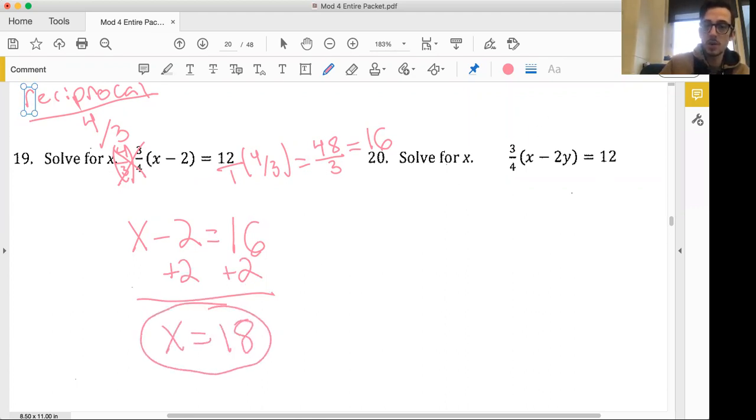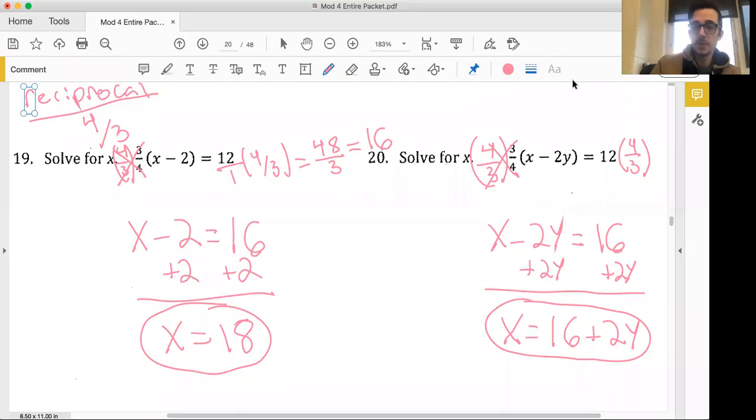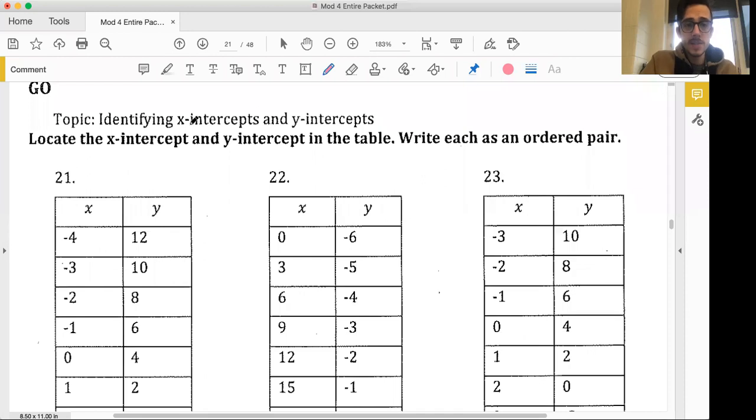Pause the video, try 20. You should have done pretty much the same steps I did for 19 using your reciprocal, adding 2y now. Be careful, you were adding 2y to both sides. You can't combine 16 and 2y, so just write them as is, just 16 plus 2y, and that does it for that one. The Go has us identifying x-intercepts and y-intercepts.